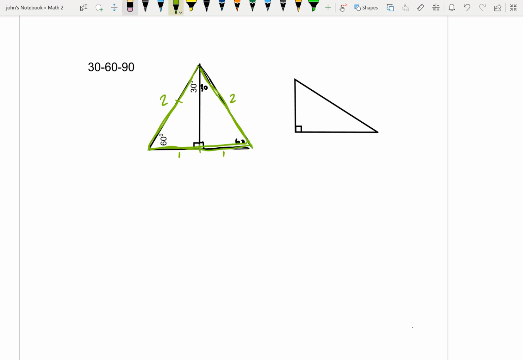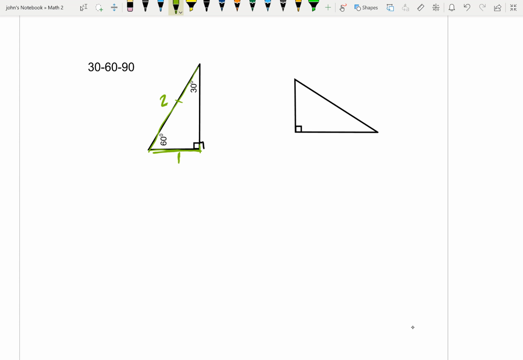Well, what I've done, I'm going to erase that other half of the triangles. What I've done is I've just shown you that if you have a 30, 60, 90, if you have the hypotenuse as 2, this 30-degree angle down here will always be half of the hypotenuse. So if it's 2, it's equal to 1.